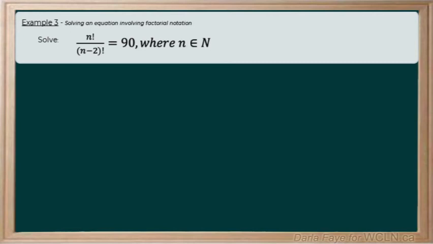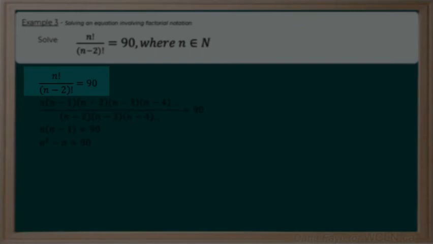All right, let's dig into our last example. This one is asking us to solve an equation that involves factorial notation. So you can see here that I've got n factorial divided by n minus 2 factorial, and that's all set equal to 90. Now, just a reminder that n holds the place of a natural number here, since we're talking about factorial notation. Now, before I try to solve this equation, I'm going to see if I can simplify this to see if I can make the solving a little bit easier.